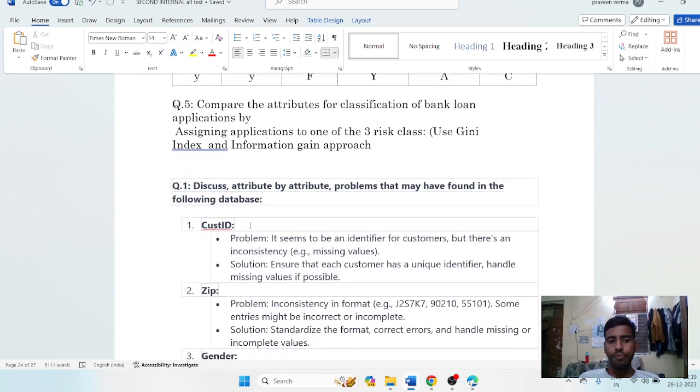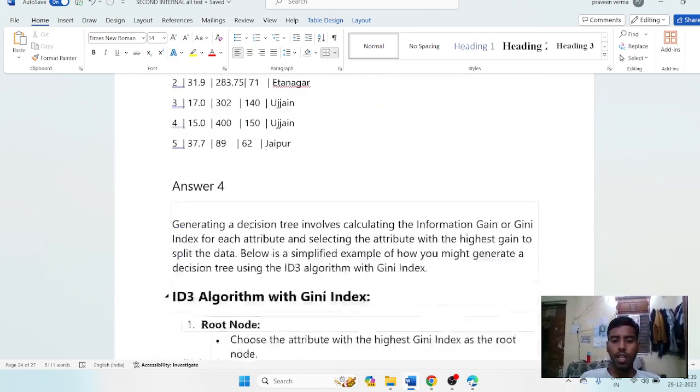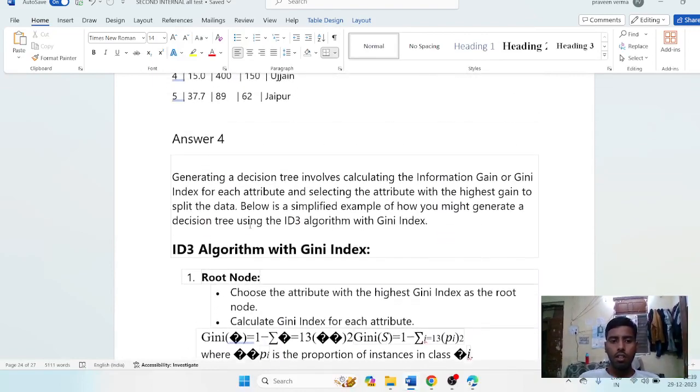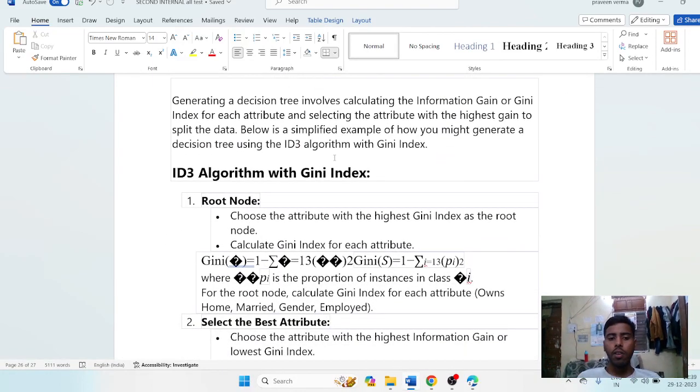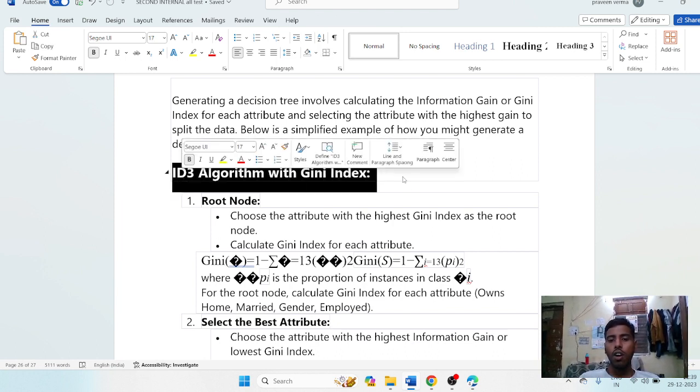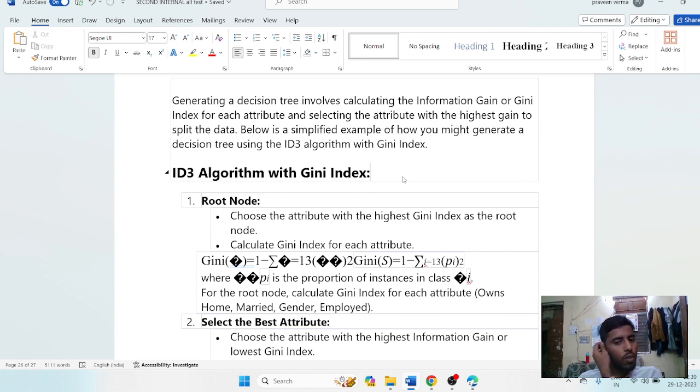Here's the answer. Yes, I have used the Gini index. I have used the Gini index formula to calculate the entropy of each attribute. Generating a decision tree involves calculating the information gain or Gini index for each attribute and selecting the attribute with the highest gain to split the data. Below is a simplified example of how you might generate a decision tree using the algorithm with Gini index.